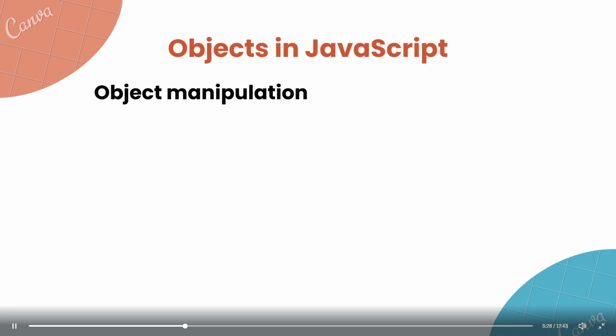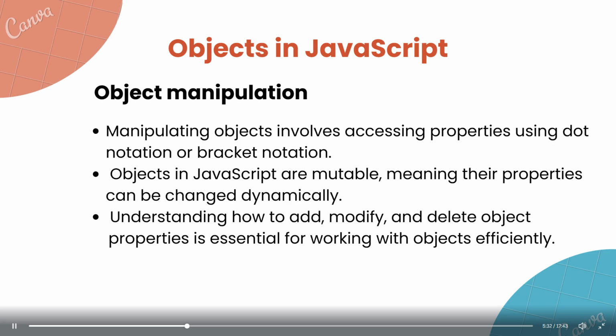Now, let's discuss object manipulation. Manipulating objects involves accessing properties using dot notation or bracket notation. Objects in JavaScript are mutable, meaning their properties can be changed dynamically. Understanding how to add, modify, and delete object properties is essential for working with objects efficiently.